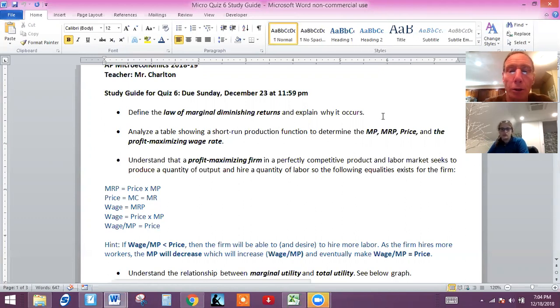Which is why we talk about this idea of labor and capital needing to be in the right ratio. Capital in this case would be physical capital, which are the ovens in a bakery, which is not to be confused with financial capital, which is money that firms use to buy ovens.